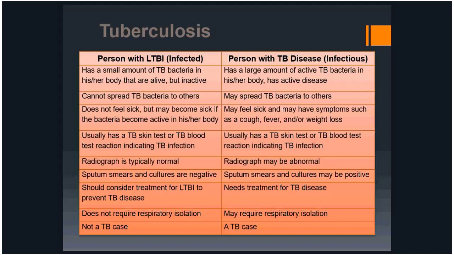Their chest x-rays are typically abnormal. Their sputum smears and cultures may be positive. They need treatment and are required by law to take treatment. They may require respiratory isolation if they are determined to be contagious, and they are considered a tuberculosis case.